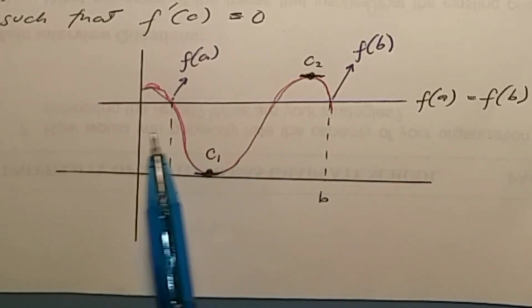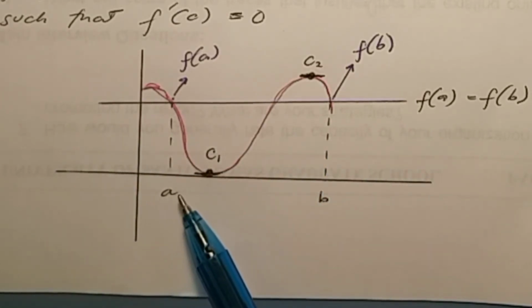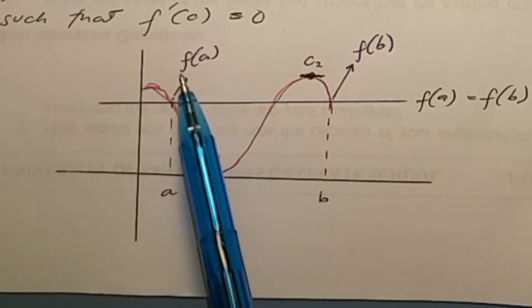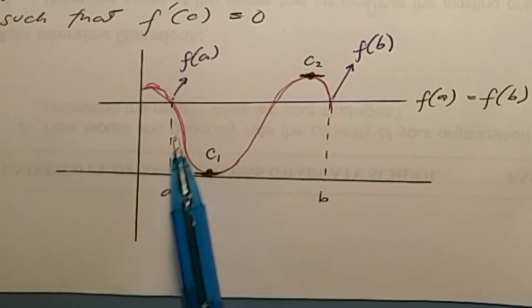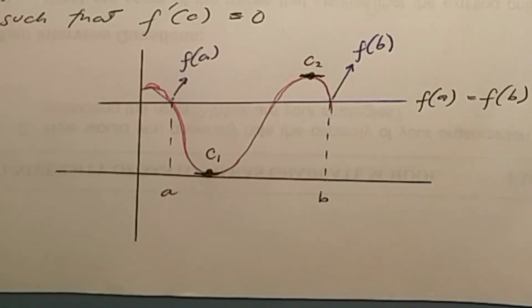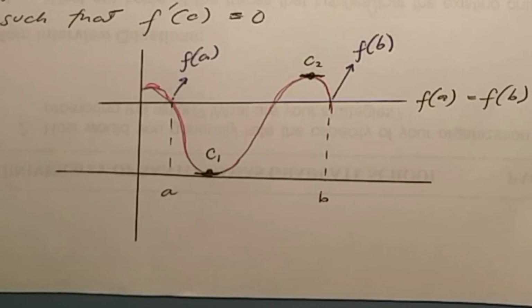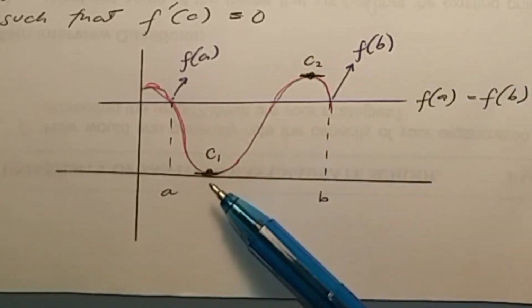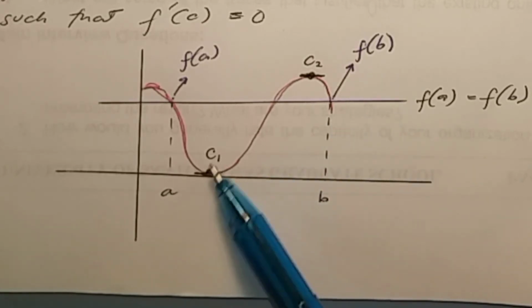Here I wrote a blue line to indicate that the point here corresponds to f of a, and for the point b we have f of b. So this point here and this point here are equal. Now, based on Rolle's theorem, there must exist a point c within the interval in such a way that the derivative at c is equal to 0. So for this graph, we have two c values here, which I indicate as c1 and c2.